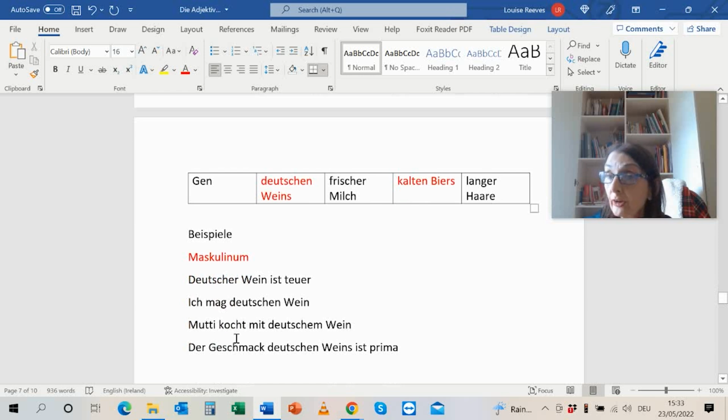Deutscher Wein ist teuer. German wine is expensive. Ich mag deutschen Wein, there's the accusative. Mutti kocht mit deutschem Wein. Der Geschmack deutschen Weins ist prima. Now there's your example. And not a definite article in sight.